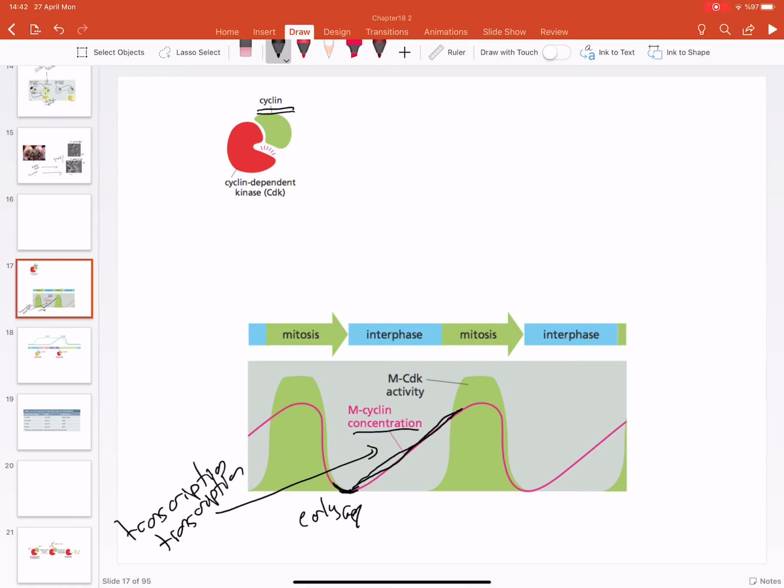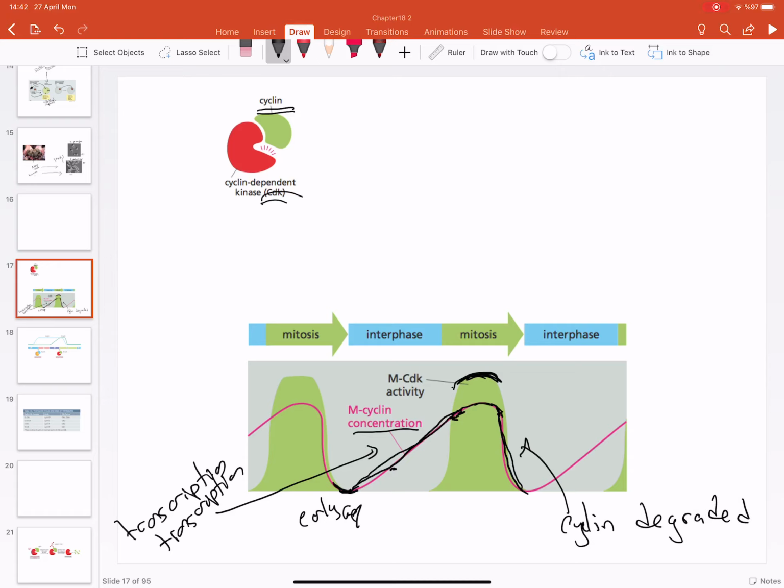And here, when the cyclin concentration is low, it cannot activate CDK. Only when the cyclin concentration increases to a certain level can it activate CDK, and here you have the cyclin-CDK activity. At the end of mitosis, it decreases dramatically, very sharply. This sharp decrease is not because of entropy or anything else. Here, the cyclin is degraded.